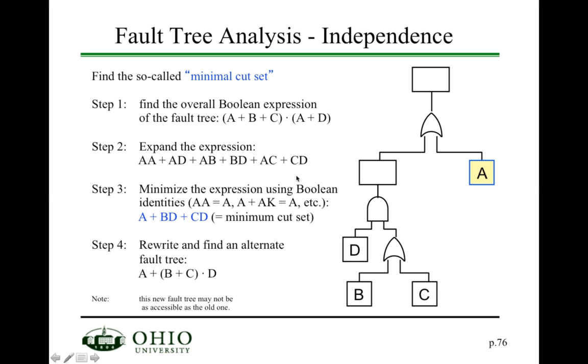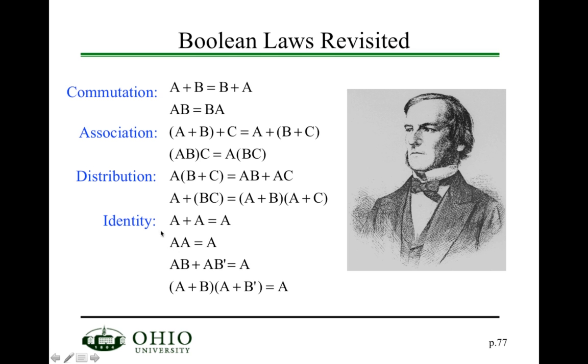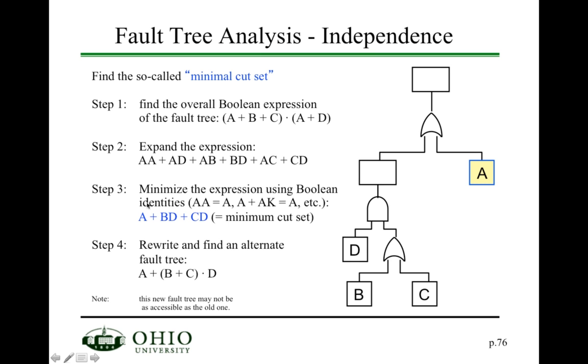We do this by expanding the expression and minimizing it by realizing that A and A is of course equal to A, and A plus A times D is A as well. We absorb the term AD into A. In other words, I'm making use of standard Boolean laws that you should still remember from digital logic. Do you see A and A equals A? Okay, so then finally you see this new expression has each one of these letters, each one of these events, only in there once. It's a minimum cut set.